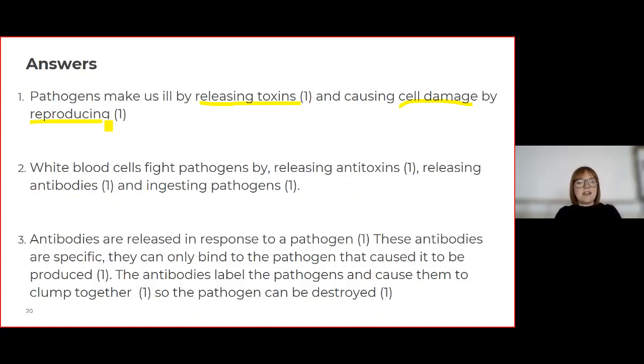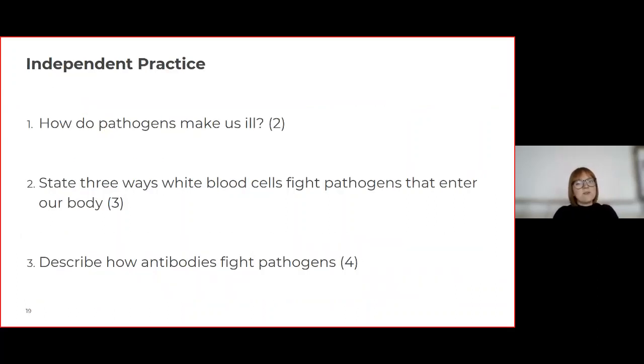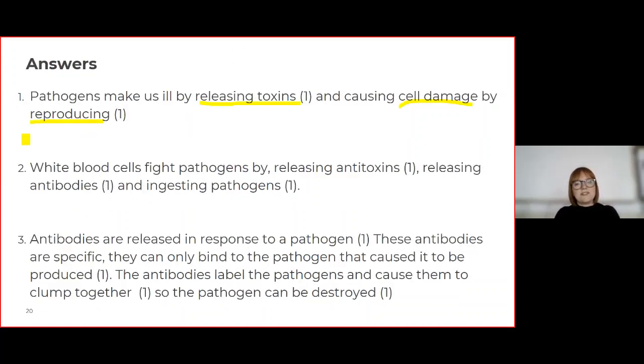Okay, second question then. State 3 ways white blood cells fight pathogens that enter our body. So the first thing that we say then is that they release antitoxins. So remember, the lymphocytes release antitoxins. The second one then is they release antibodies, also the lymphocytes. And the final one then is that they ingest pathogens, and those are the phagocytes. So 3 marks available, 3 things that white blood cells do in order to fight pathogens.